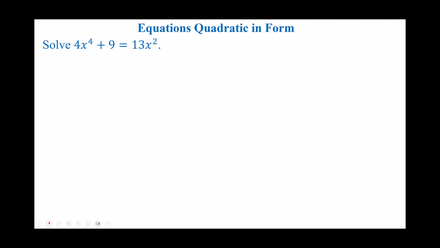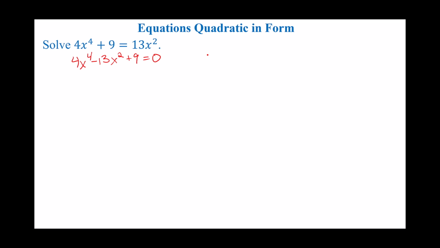Equations quadratic in form. An equation that is quadratic in form means that even though the equation might not be quadratic, we can rearrange something or use some substitution to make it look quadratic and then solve the equation. For this one right here, if I get everything on one side, I have 4x to the fourth minus 13x squared plus 9 equals 0. This is not quadratic. Our highest exponent here is 4, not 2.